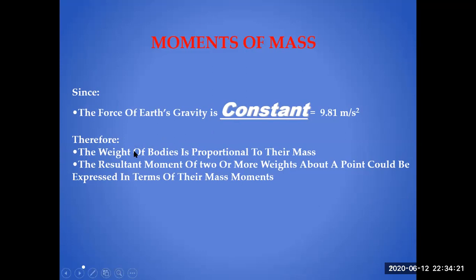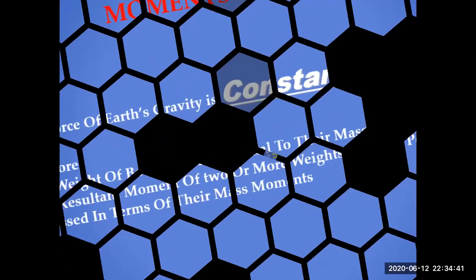Therefore, the weight of bodies is proportional to their mass. The more the mass, the more the weight. The less the mass, the less the weight. The resultant moment of two or more weights about a point could be expressed in terms of their mass moments. We will see the mathematical form of this statement in the next classes.